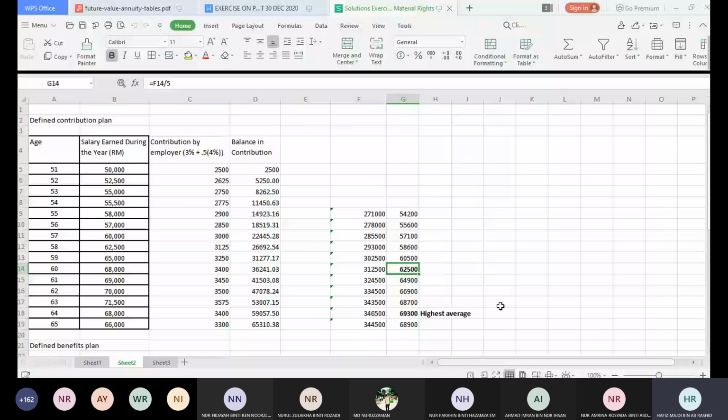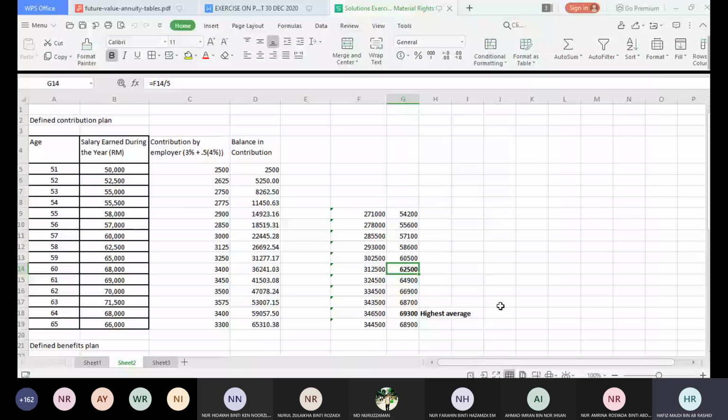So I also bold 62500, but I don't put highest average over there, because in one of the questions we are assuming that the employee will retire at the age of 60. So then you need to use this highest average of 62500 for the calculation.